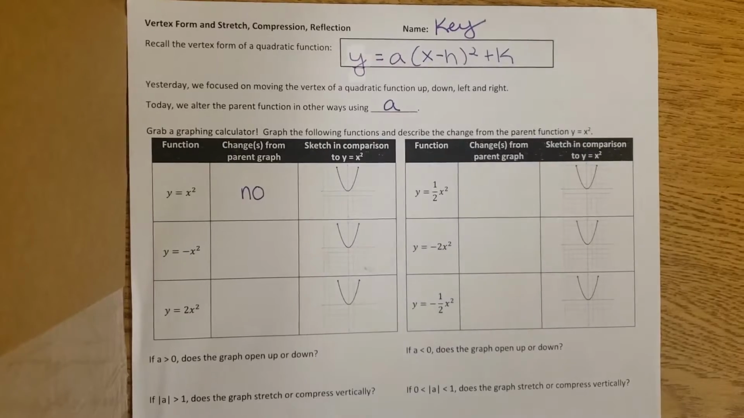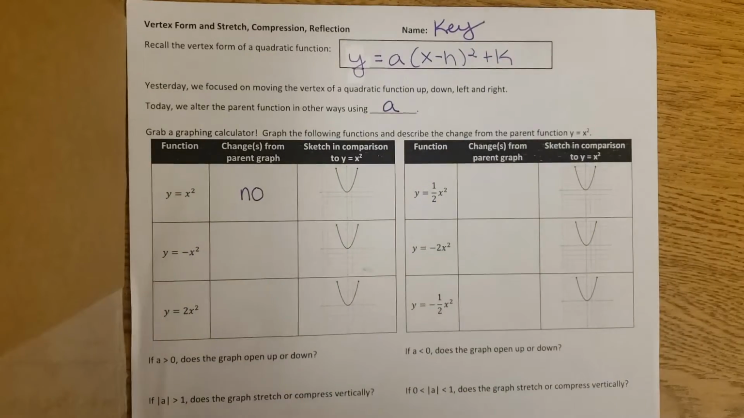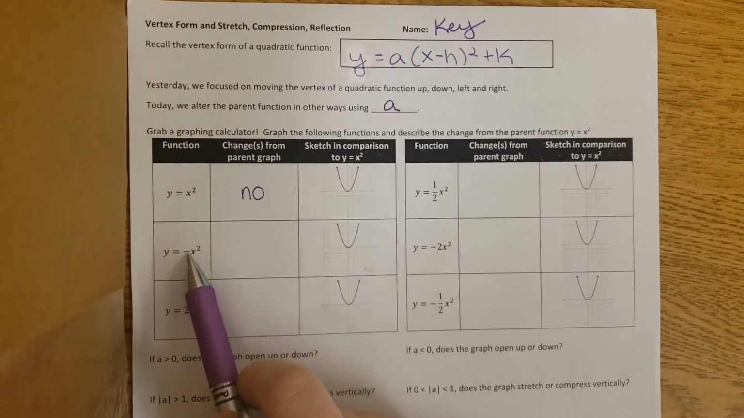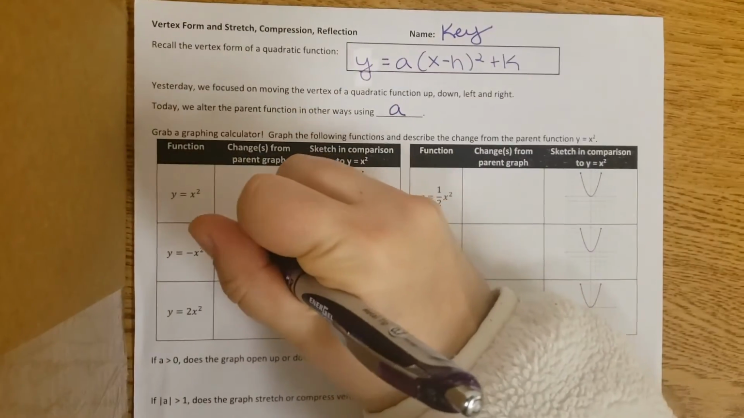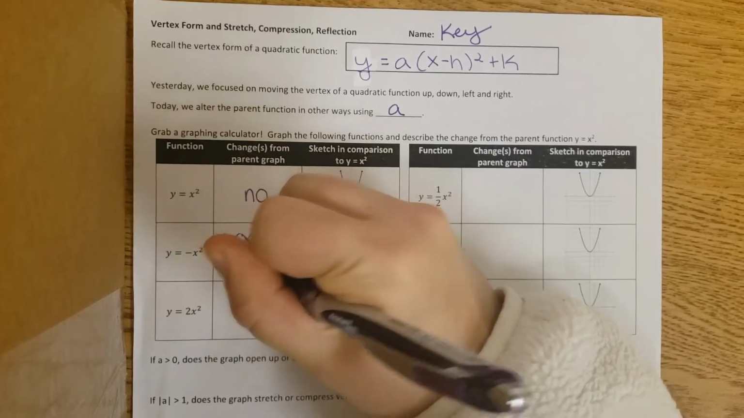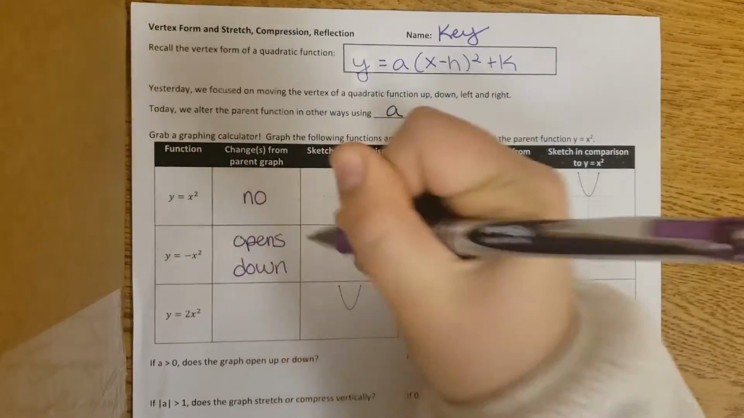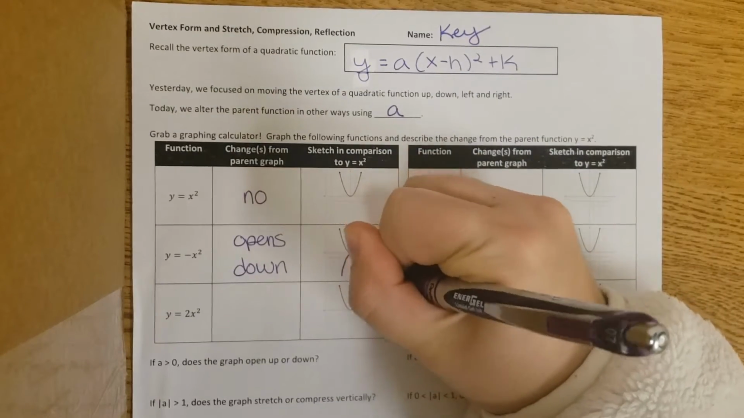All right, so you've completed these 5 things, so let's go through them. First of all, if there is a minus sign in front, the change from the original graph is that it now opens down. And a sketch of that would look like this.